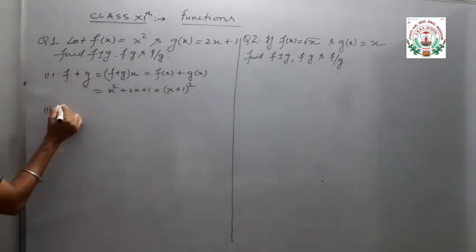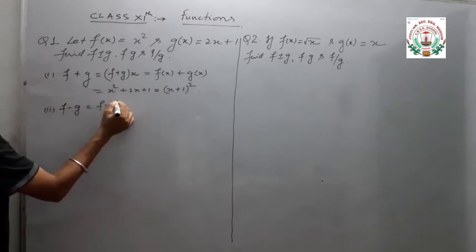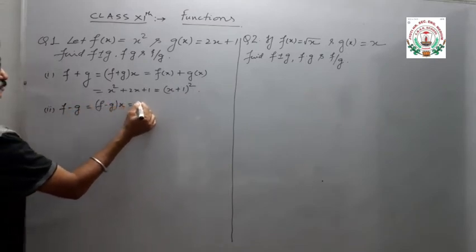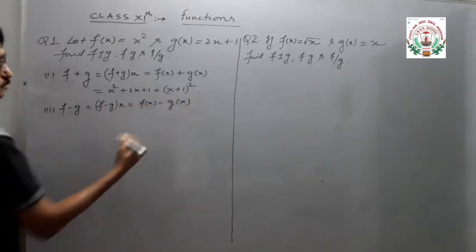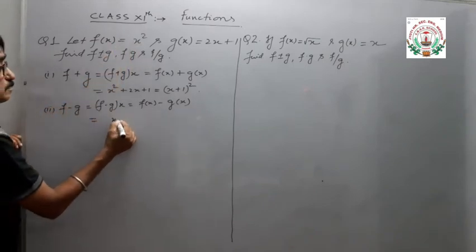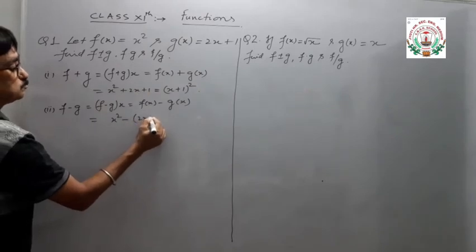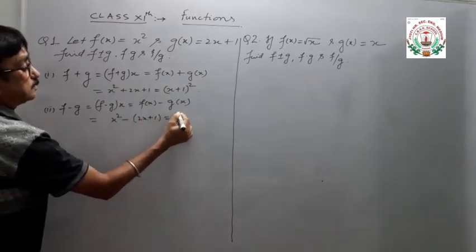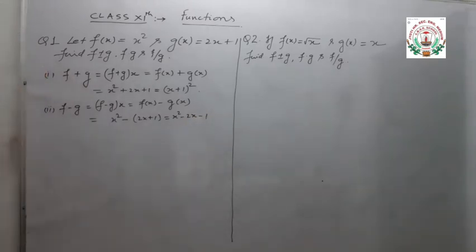Second one, f minus g. (f minus g) of x becomes f of x minus g of x. In the same way, f of x is given as x square, minus 2x plus 1. Use bracket. Now open the bracket, the sign will change. So that is the value for f minus g.